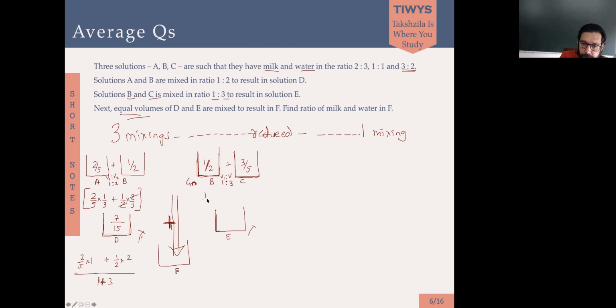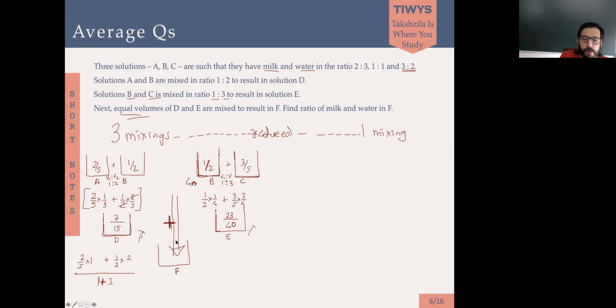Milk proportion half, the weight will be 1/4. And this will be 3 by 5, the weight will be 3/4. Now, does anything cancel? No. So I'll take the LCM here. This is 5 4s are 20, this is 8, that will be 8 into 5, 40. 40 as the LCM. 5 plus, what is this? 20 double, 18. 18 and 5, 23.